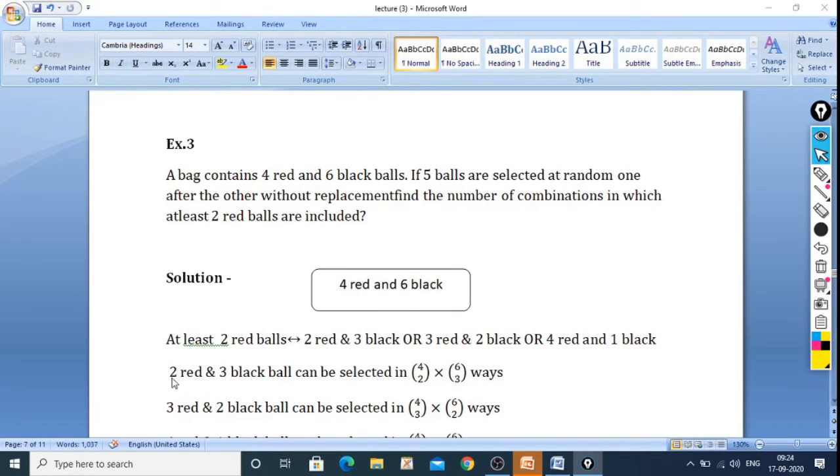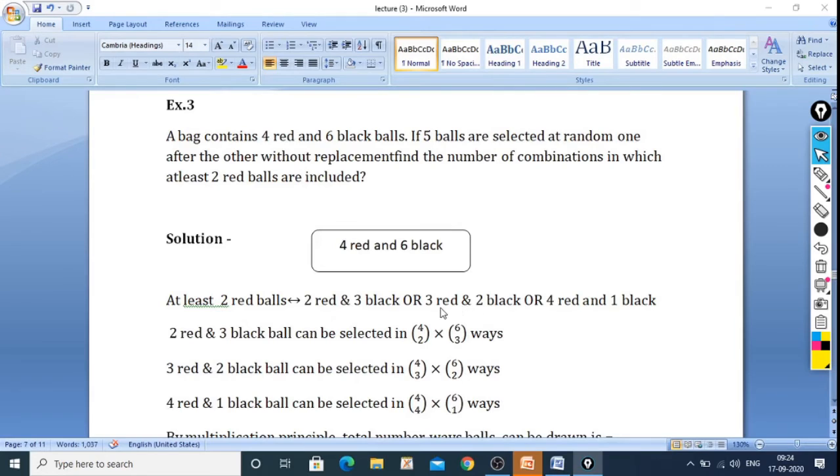Out of that we want to select 2 red, so that can be done in 4C2 ways, into, and is there. Now we have 6 black and 3 blacks we want to select, so that can be done in 6C3 ways.